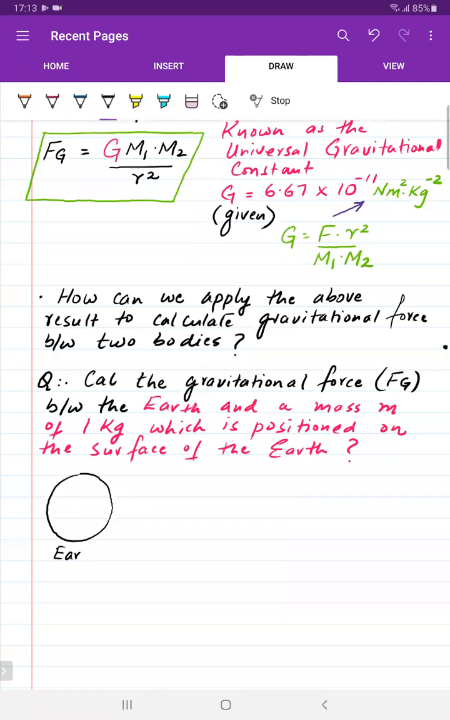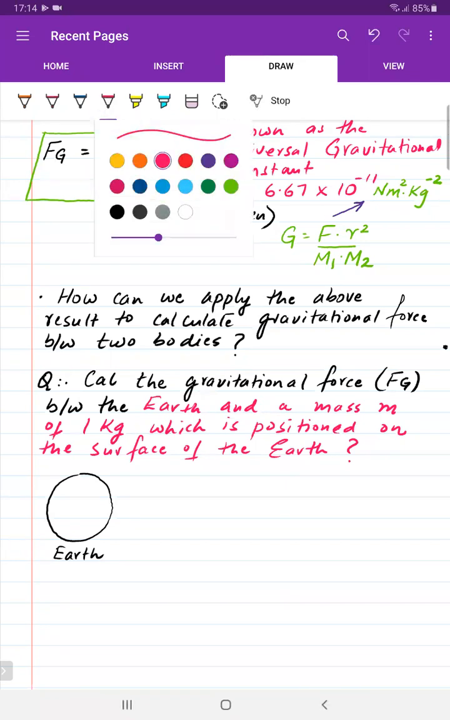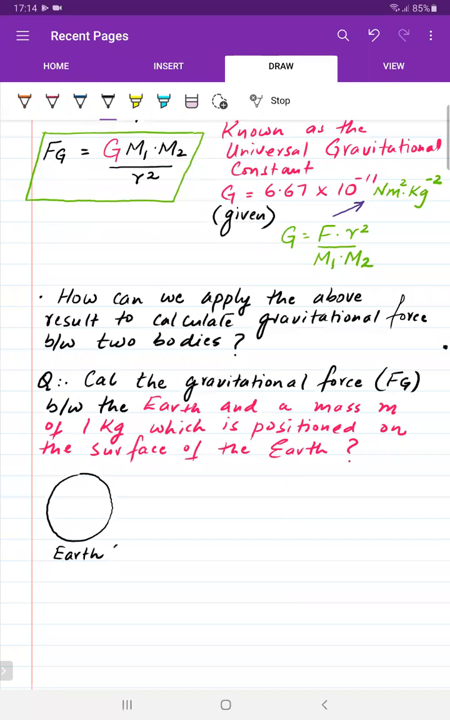तो अर्थ आपके पास आ गया. मैं अर्थ के मास को कैपिटल M से रिप्रेजेंट कर देता हूँ सिंबॉलिकली. ओके, ऑब्जेक्ट के मास को स्मॉल m से रिप्रेजेंट कर देता हूँ, which is 1 kilogram. And the question is asking us to calculate the gravitational force Fg between the Earth and a mass m of 1 kilogram, which is positioned on the surface of the Earth.